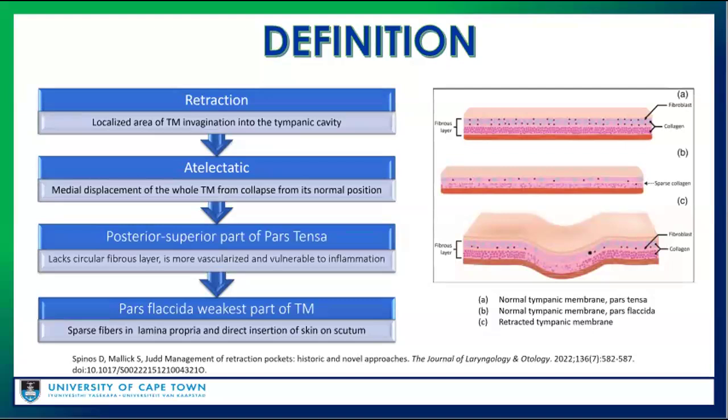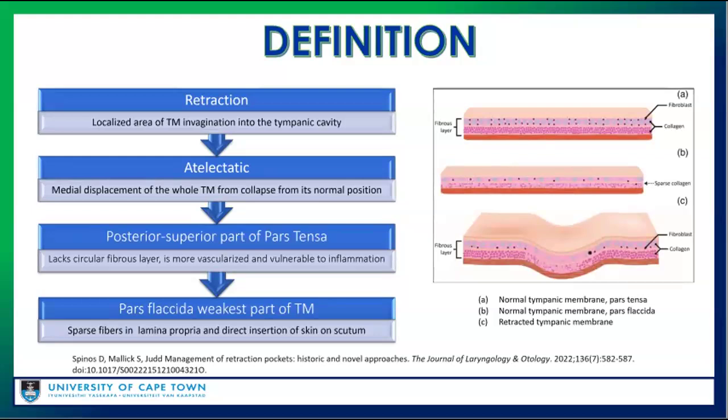The tympanic membrane is derived from three germ layers: the ectodermal layer, the mesodermal layer, and the endodermal layer. The difference in the pars tensa and the pars flaccida lies in the fibrous layer. In the pars flaccida, there's scanty and sparse collagen fibers in the fibrous layer compared to the pars tensa that has radial fibers as well as circular fibers. In the retracted tympanic membrane, there's a localized area of sparse collagen and fibroblasts in the fibrous layer.